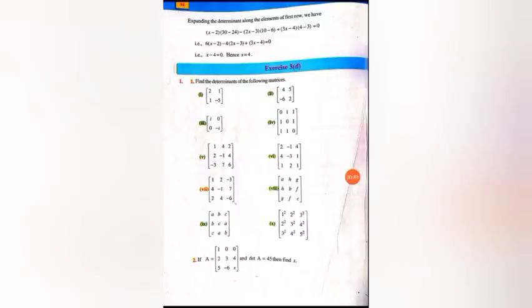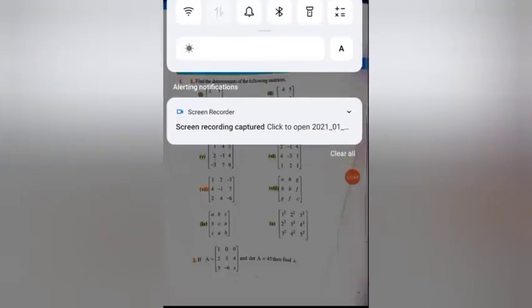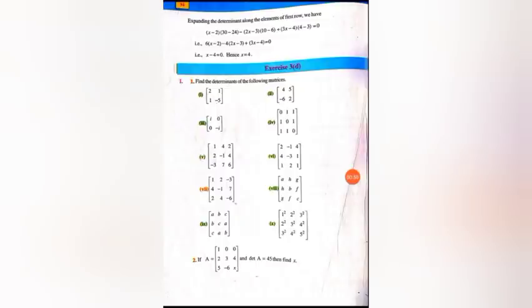See the first Roman problems. Find the determinants of the following matrices. There are 10 problems in this first Roman, first bit, and everything is regarding determinants only. The first three problems come under 2 by 2 matrices, so you know how to evaluate a 2 by 2 matrix determinant.